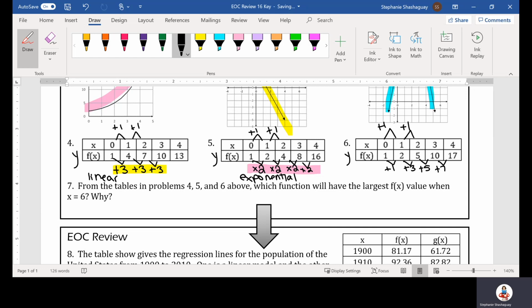Well, that's not a constant rate, but when I look at my second difference, I should see a pattern. So from 1 to 3, I added 2. From 3 to 5, I added 2. And from 5 to 7, I added 2. When you have a constant second difference, like we do here, then we have a quadratic function.